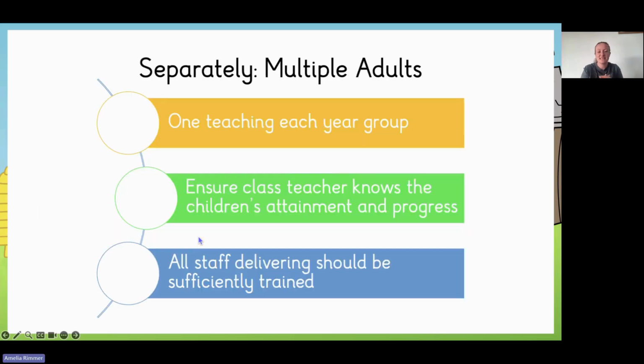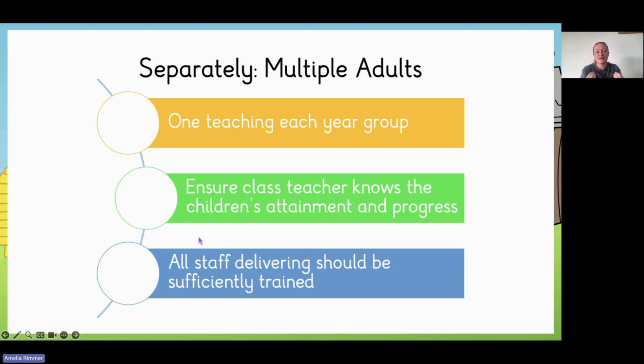So first off, teaching the year groups separately if we've got multiple adults. So you could have one adult teaching each year group. You've got to make sure the class teacher knows the progress and the children's attainment just as much, even if it's the group that they aren't teaching at that moment. And all staff delivering it should be sufficiently trained in the spelling and the pedagogy that you're using.